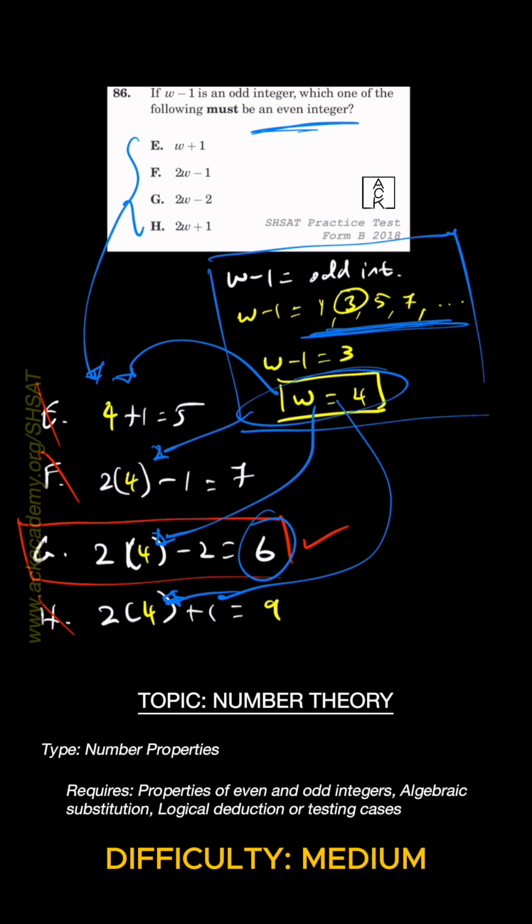You can try it with other values of w. So let's say I did w minus 1 equals 1. So then w is equal to 2. If I plug in 2, do I get an even integer here? Let's see. 2 times 2 is 4. 4 minus 2 is 2. So that also works. Whereas in all these other ones, I'll keep getting odd integers. So the answer is G.